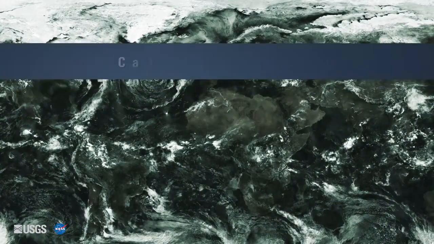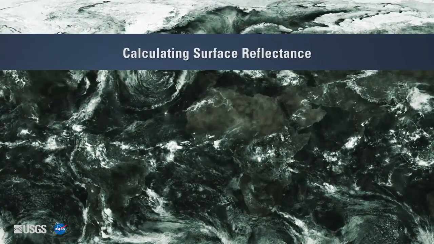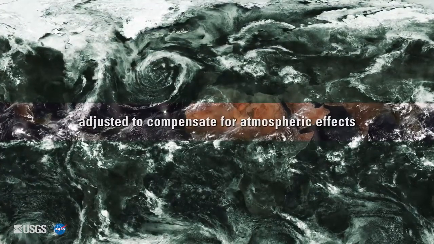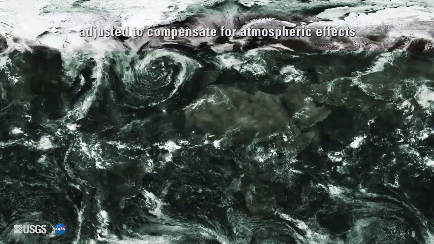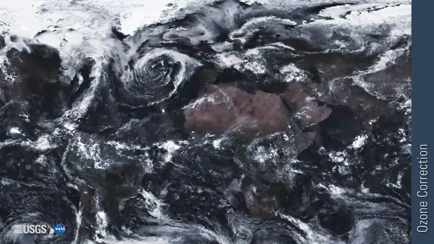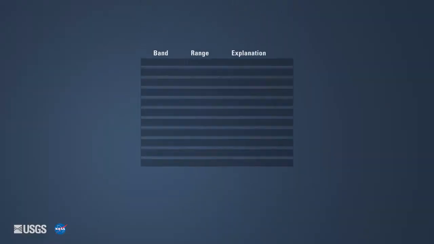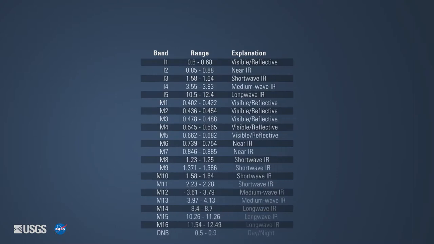lpdaac.usgs.gov. The surface reflectance data are created by adjusting top-of-atmosphere reflectance to compensate for atmospheric effects. Corrections are made for the effects of molecular gases, including ozone and water vapor, and for the effects of atmospheric aerosols. The VIIRS surface reflectance products contain 2 different types of surface reflectance bands.